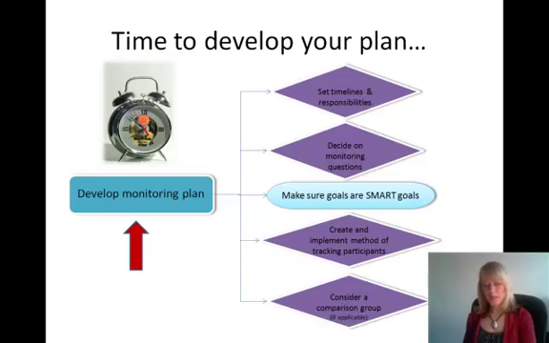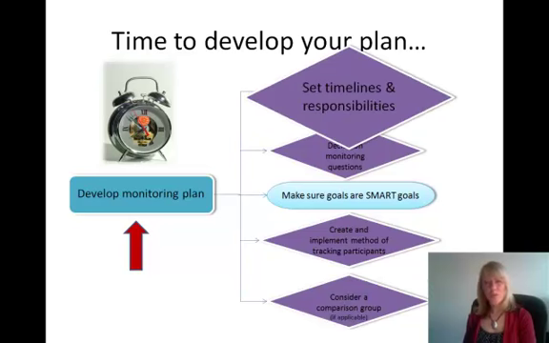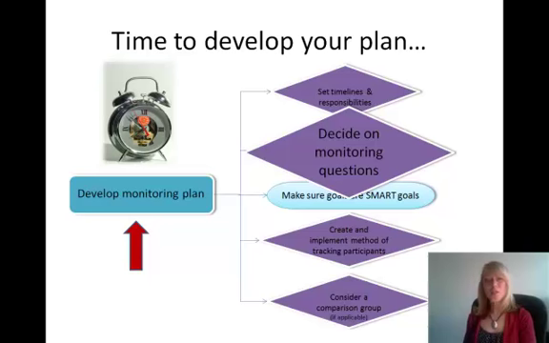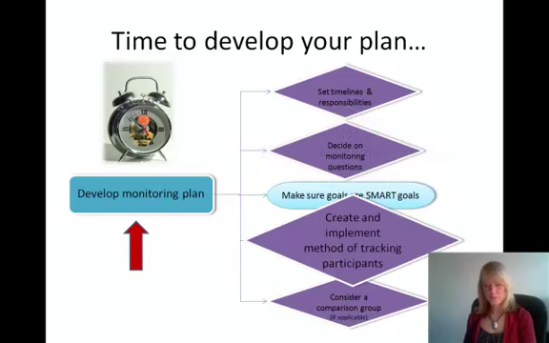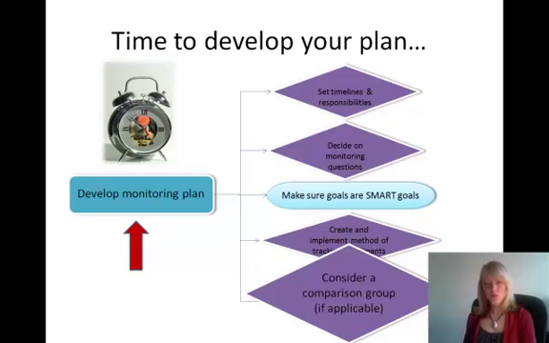A monitoring plan enables you to capture additional information, such as who will be responsible for a specific task, decide on the monitoring questions, make sure that you have a mechanism for tracking program participants, and determine if there is a group of students that you would like to use as a comparison group.